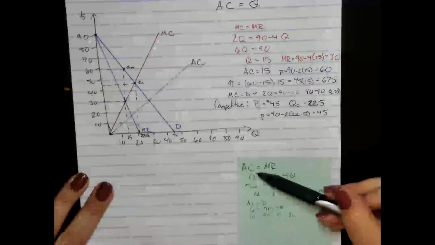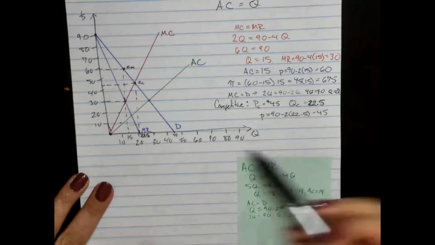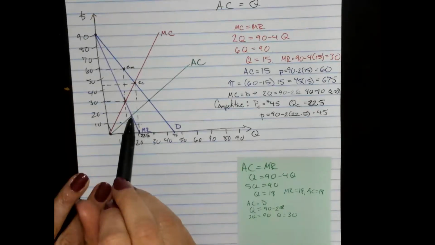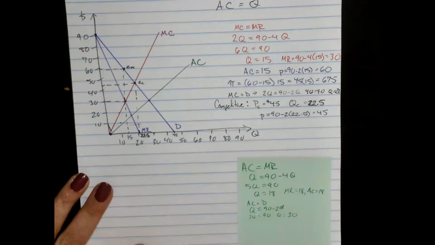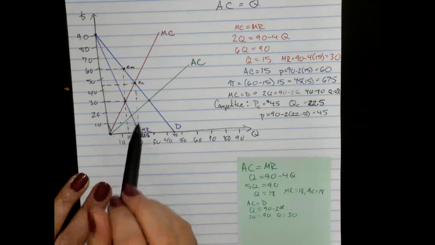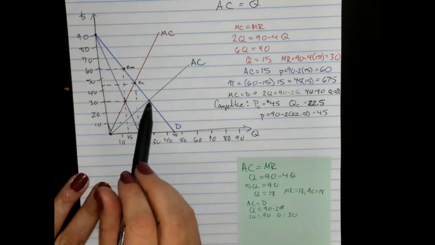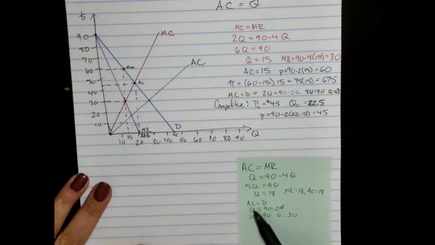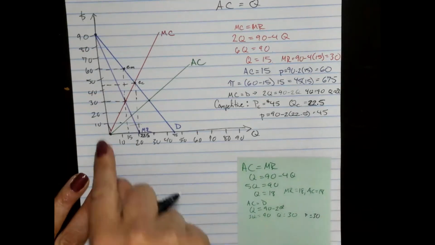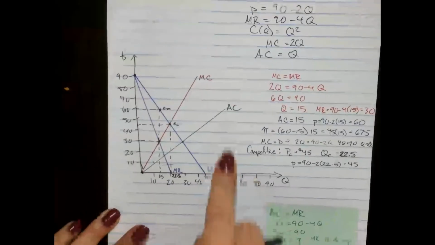And then for the average cost curve, I went ahead and set average cost equal to marginal revenue, and got that those were equal at a quantity of 18. And basically average cost was going to be equal to quantity at every point. So 10 and 10, 20 and 20, and then it's going to be equal to demand at 30, which gives it a price. I set our average cost equal to demand, so Q is equal to 90 minus 2Q, which gives us a quantity of 30 and then a price of 30. And so I've got those curves all drawn in.